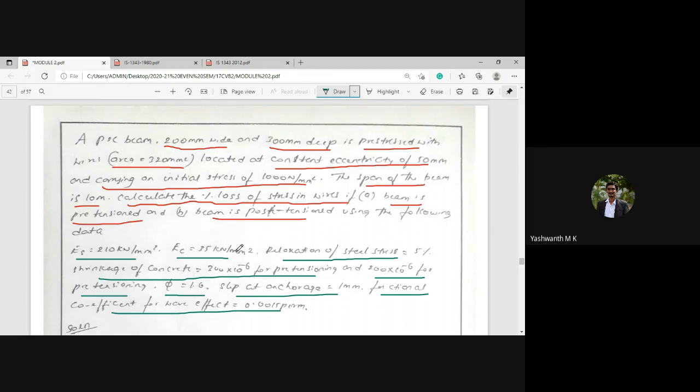And what you need to calculate? What will be the percentage loss of stress in the wires for a pre-tension beam and for a post-tension beam?